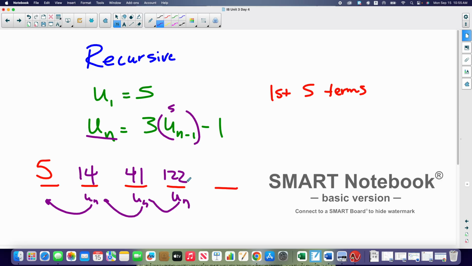Yeah. Okay? And then, to find that one, I'm going to multiply that one by 3, which is 366, minus 1 was 365. Yep. Okay, so I know one.